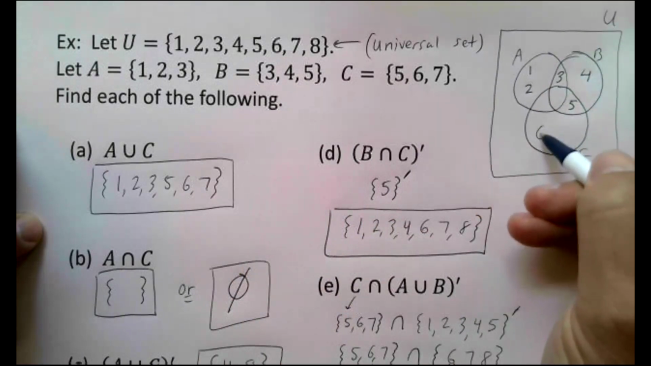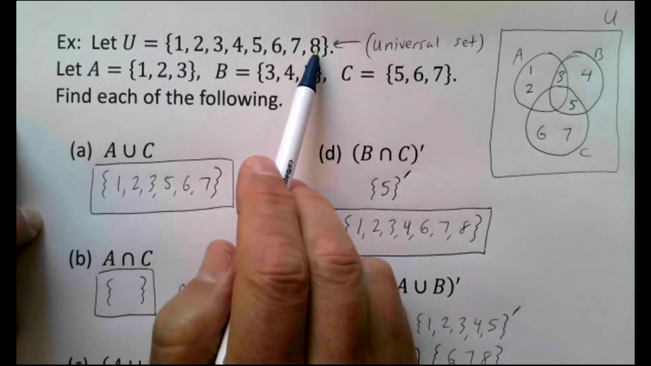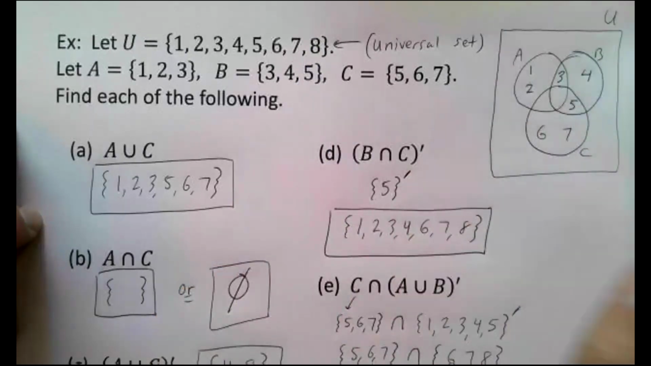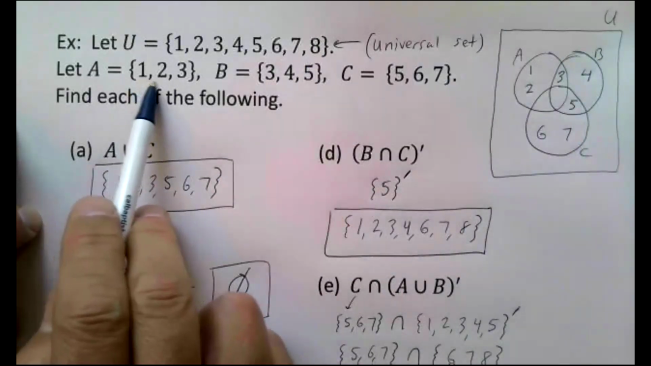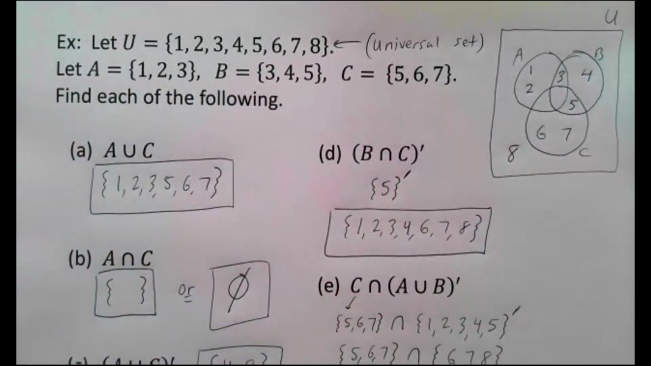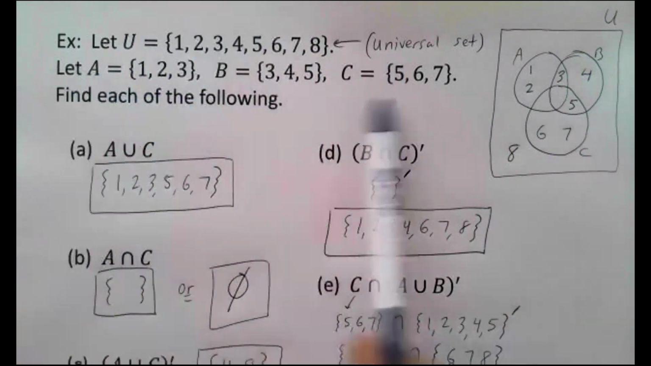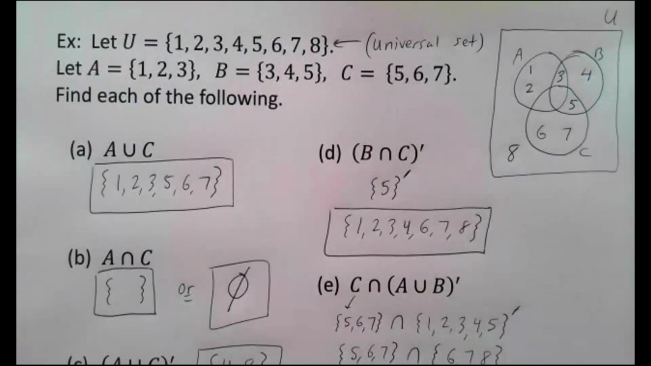And I believe 6 and 7 would be over here only in the C circle. We're almost done, except the number 8 should be there somewhere. The number 8 is in the universal set, but it's not in any of these sets. That's where we just throw 8 somewhere on the outside. It's still in the universal set. It's still in the rectangle. It's just not in any of the circles. So that's what a Venn diagram would look like for this particular situation here.